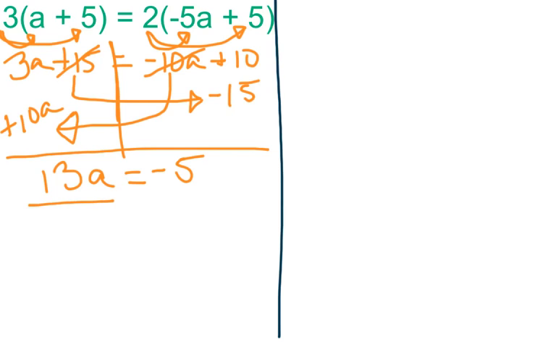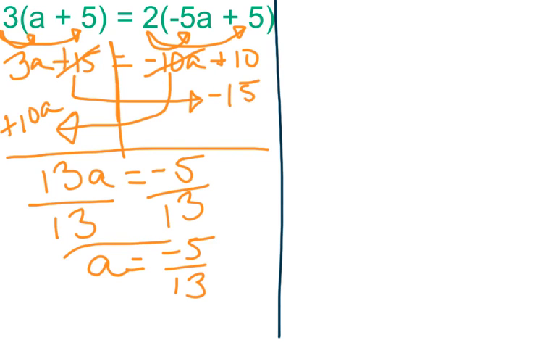So I'm just going to take this and I'm going to divide by 13. Whatever you do to one side, you have to do to the other. So 13a divided by 13 is just a, equals, and then I have negative 5 over 13. That's just going to stay there. Negative 5 over 13. I don't need to worry about that big old decimal. It's not a big deal. I can just leave it like that.